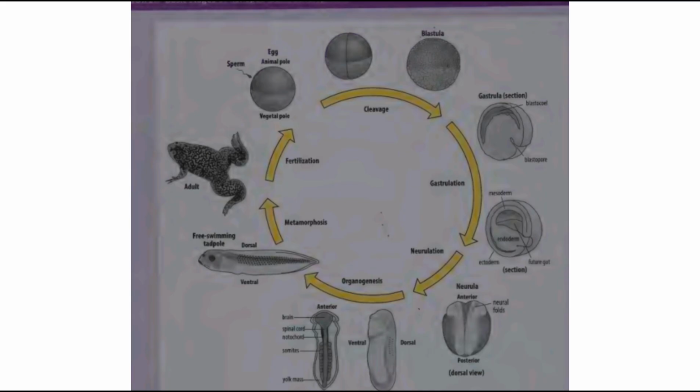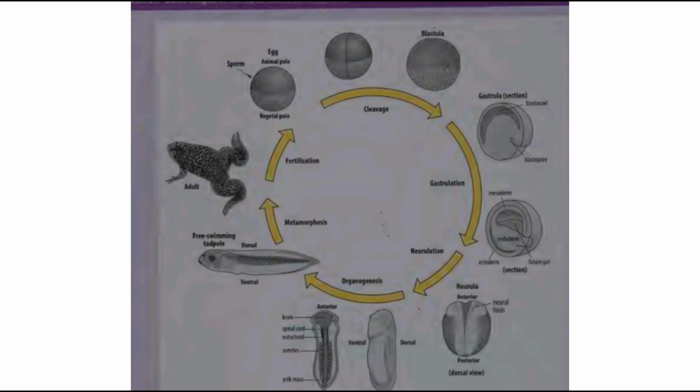It shows the neurula in the lower part of the diagram. Then organogenesis takes place, which further gives rise to the tadpole and then finally the frog. So here the neural development in the tadpole eventually becomes an adult frog, shown in the diagram, and the brain and spinal cord are clearly labeled, showing the origin of the nervous system from the ectoderm.